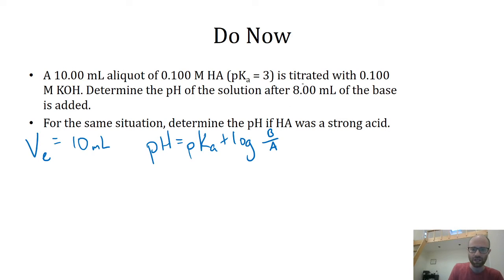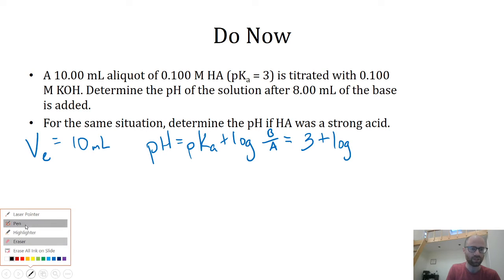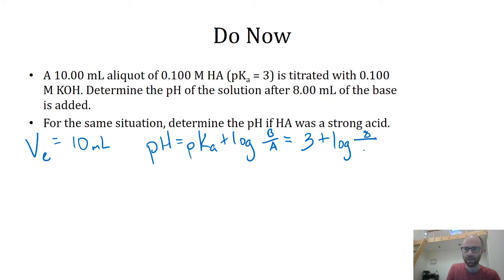So this would be equal to 3 plus log of 8 over 2, because 8 milliliters of base have been added and 2 would be remaining to be added to get to our 10 of equivalence, and that should come out to be 3.602 as our pH.